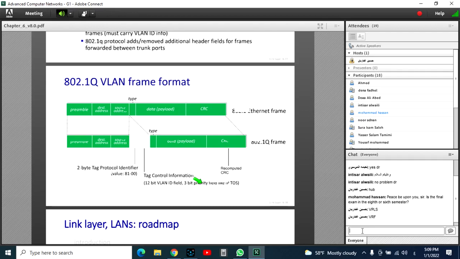Why? Because I decided to send VLAN data into another network. I decided to send this data from a VLAN inside one network to a similar VLAN in another network. In that case, I have to use protocol 802.1Q. Otherwise, I cannot use this.